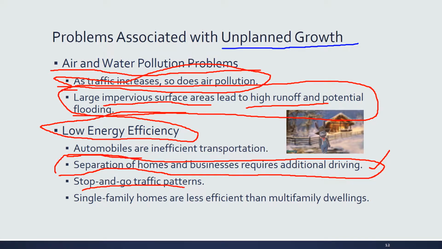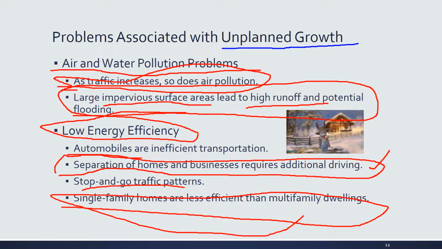So you can see traffic is a major factor. And again, single family homes is probably one of the worst things we can do too, because they are less efficient than multi-family dwellings, and they use much more to heat, much more to cool, and also are probably involved in much more water usage also.